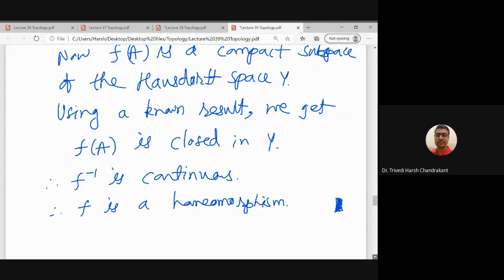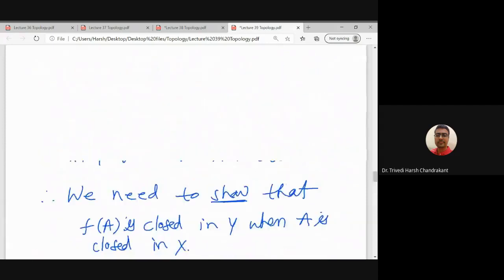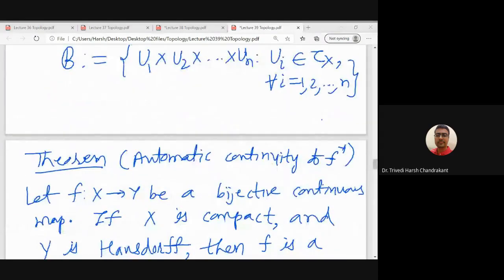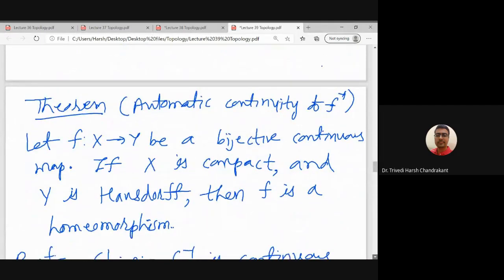So this is a very important result in topology because it is related to the inverse function. If we want to prove that the inverse of some function is continuous, then we only need to check that the domain is compact and the codomain is Hausdorff. If we can verify this, then all such functions which are bijective and continuous from a compact space to a Hausdorff space will automatically have a continuous inverse. So this is one of the important results of topological spaces.